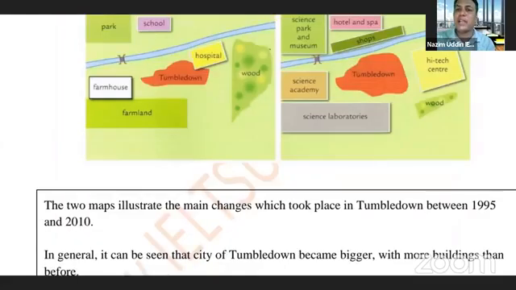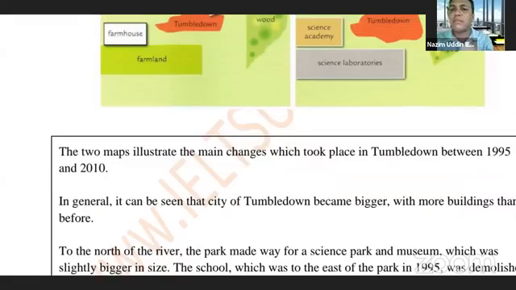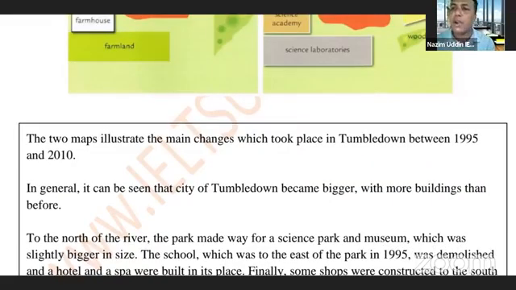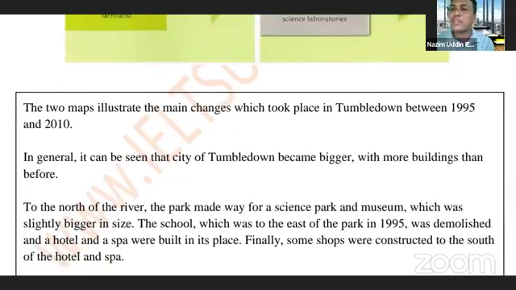I would like to give you an example, a sample. Then you have to write on your own. What did they write down? First of all, they wrote an introduction. The introduction should be the question you understand. The map illustrates the main changes which took place in Tumble Down between 1995 and 2010. This is about the question you have to understand and write.